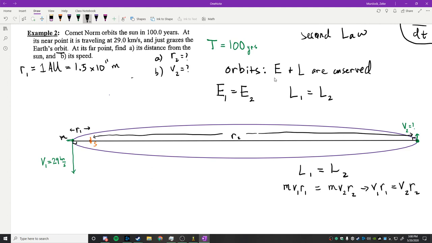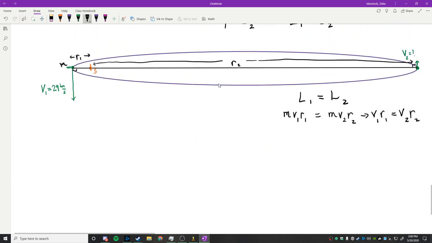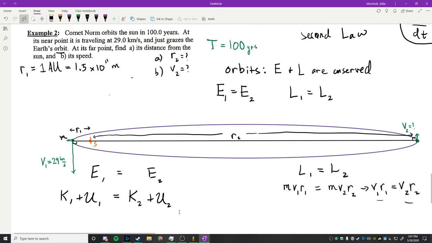All right. What about the energy equation? Now, the energy equation is quite a bit more complicated. For the energy equation, E1 is equal to E2, we have to take into account its kinetic energy plus its potential energy and say that that's equal to its kinetic energy over here plus its potential energy. Do we need this equation, though? I don't know. We have two unknowns in this equation over here. And I know for a fact we can use energy in this case. But looking back at the given information and knowing that this equation is going to get quite complicated, what can we use this information to find?